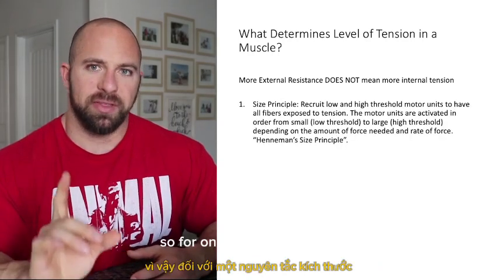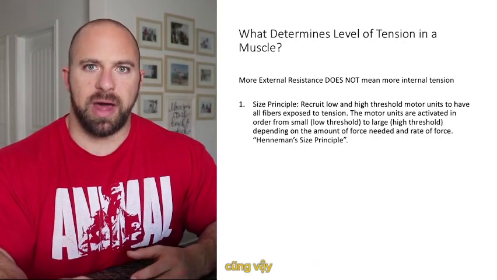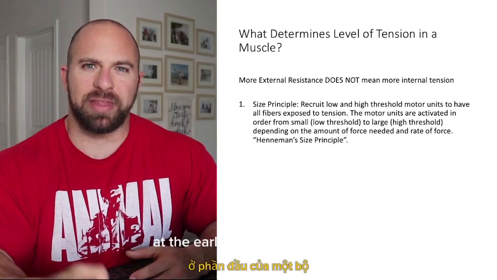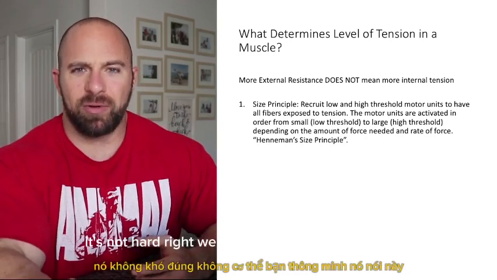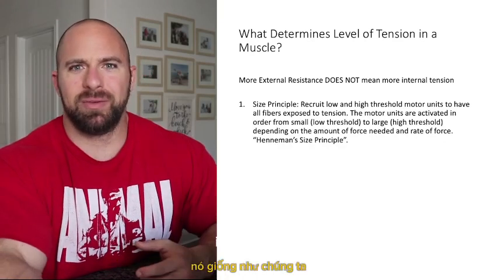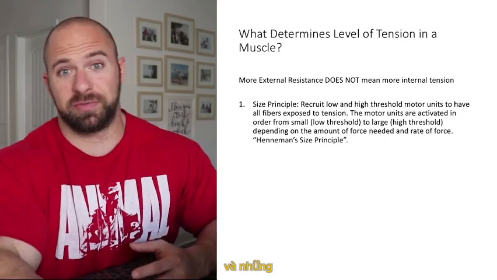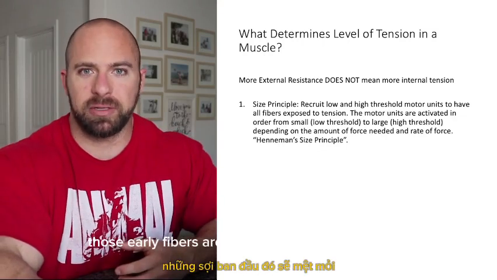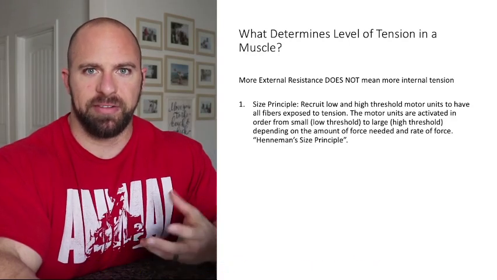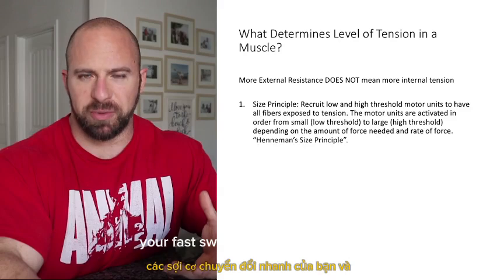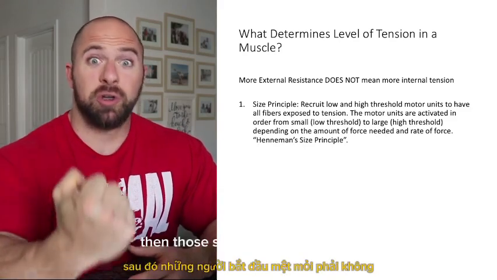So for one, the size principle, which is Henneman's size principle for motor unit recruitment. A low threshold motor unit is going to get activated at the early beginning of a set. So when you start lifting weight, it's not hard, right? Well, your body's smart. It's going to say, hey, we just need a couple muscle fibers to work right now. Then as you get tired, those early fibers are going to fatigue out, and you're going to need more fibers to contribute. So now you're going to recruit higher threshold motor units that are recruiting your fast twitch muscle fibers and more of them. And so now you're really contracting hard. Then those start getting tired, right?